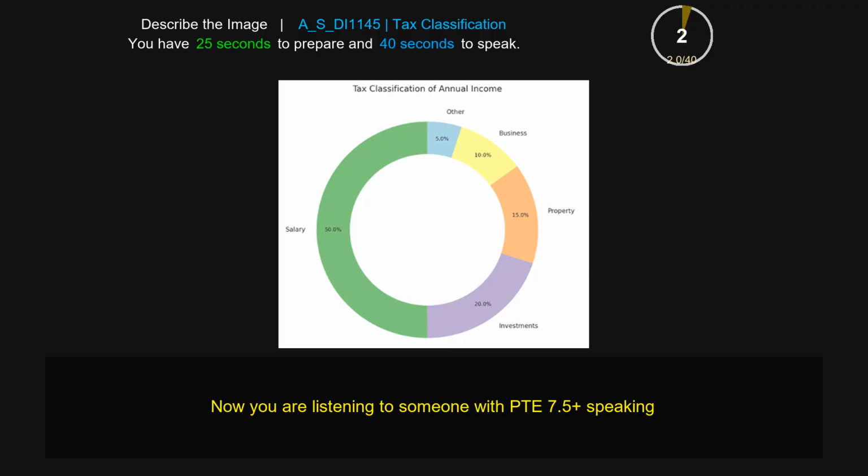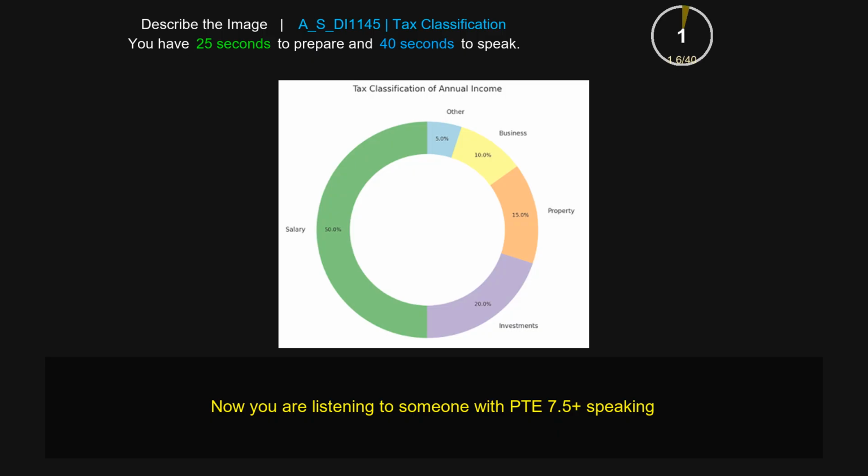Tax classification of annual income was the main topic of the pie chart. First of all, salary was on the left hand side, whereas property was on the right hand side. Other and business were also highlighted. Furthermore, investment and property was also mentioned. 50% with the salary was the highest, whereas 5% with the other was the lowest. To conclude, investment was the main feature.